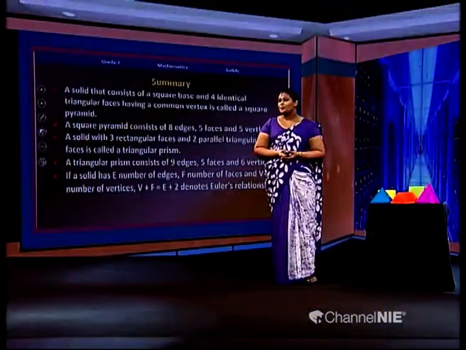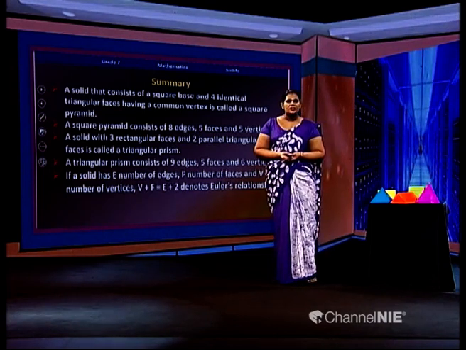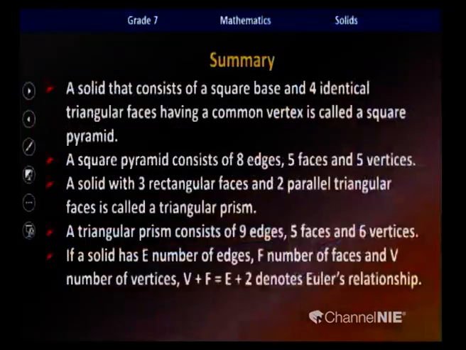Right. Now, before we wind up the lesson, we will quickly go through the things we have learned today. First of all, we have recalled the previous memory. That means the things you have learned previously. Then we have moved on to the grade 7 lesson. There you have learned that the solid that consists of a square base and 4 identical triangular faces having a common vertex is called a square pyramid. Then you have learnt that a square pyramid consists of 8 edges, 5 faces and 5 vertices.